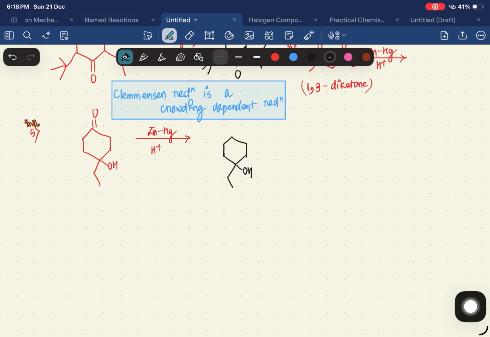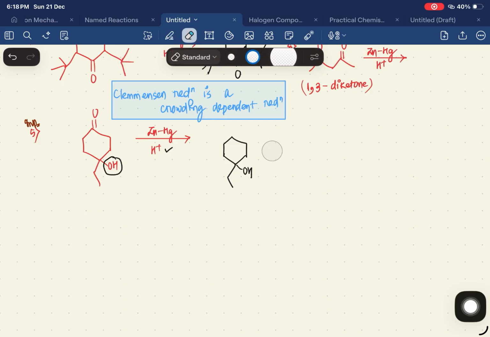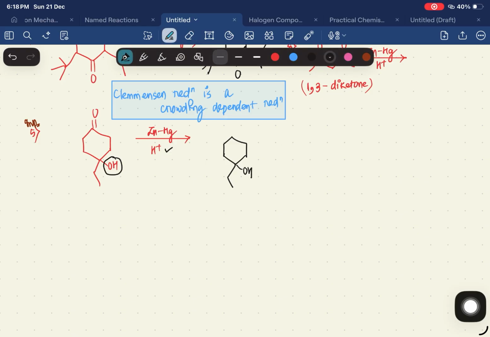In this OH, now it is completely incorrect. How? Because here we have the OH group and here we have H plus. So H plus and OH, obviously they will react, right? So the corresponding product will come out as, let me erase this part.